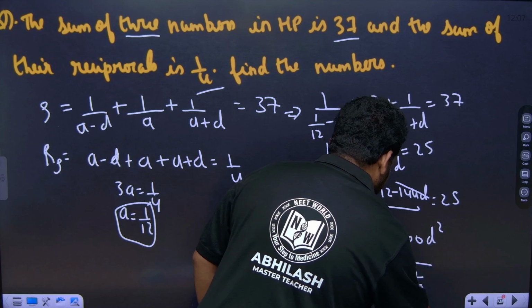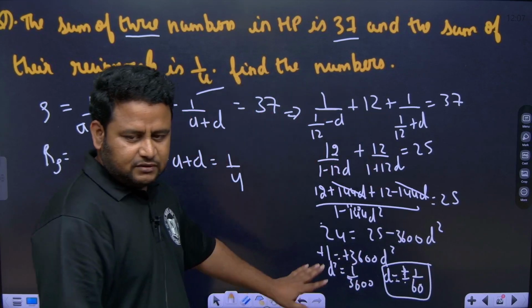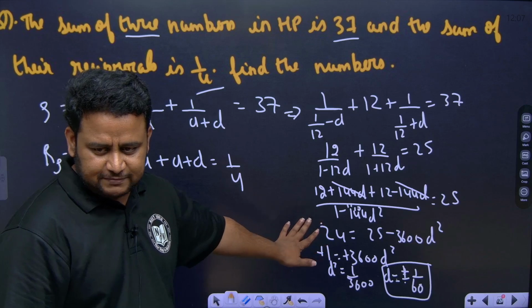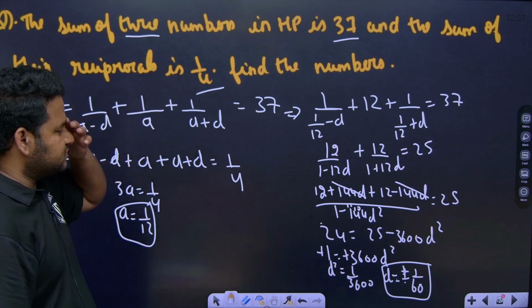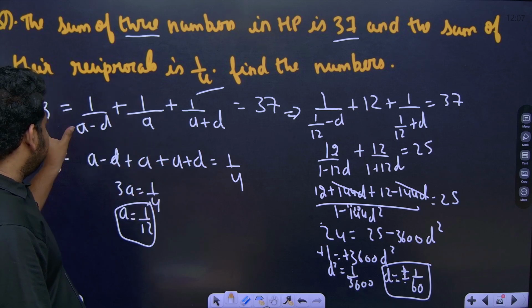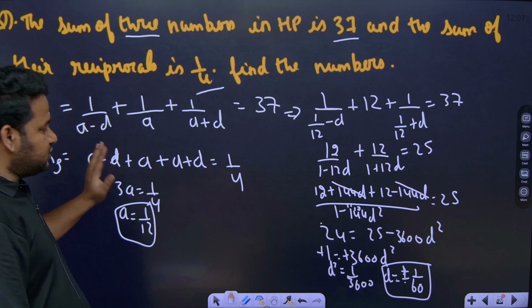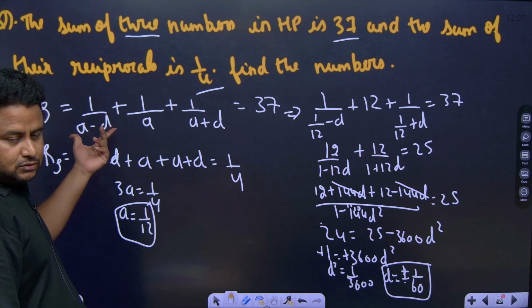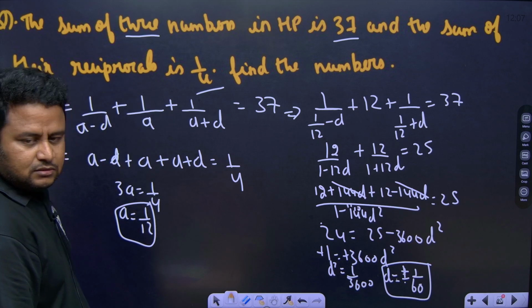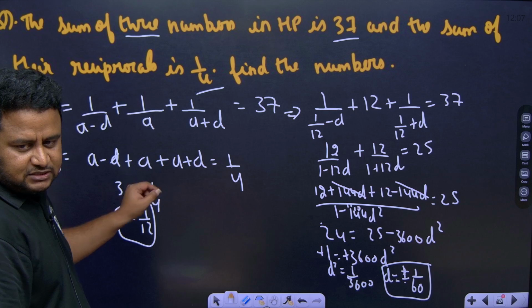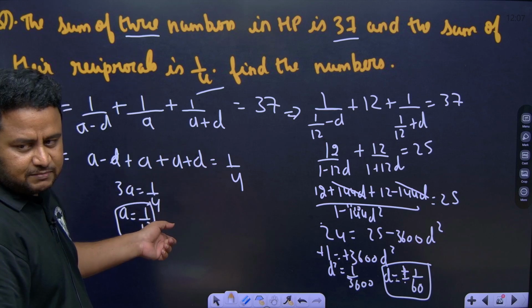From here you know how to do. I don't have to do this, but you have to understand the concept. Understood the concept? So d we got. Now we have to find the numbers. These are the terms we took, 1 by a minus d. So first we have to take it as 12 plus or minus 60, then we have to take 12 plus or minus 60.